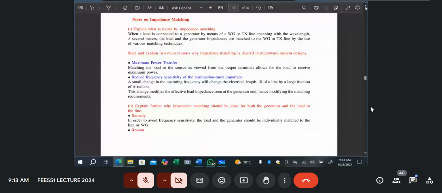And again, why then do we have to match? We make sure that you match both the line to the generator and also the load to the line. Definitely, we need a perfect matching scheme. So it's more of avoiding frequency sensitivity. Okay, so you match both individually to the line. And what is the reason for that?